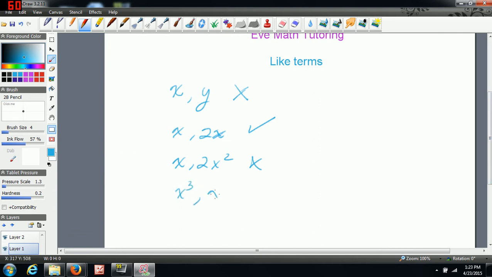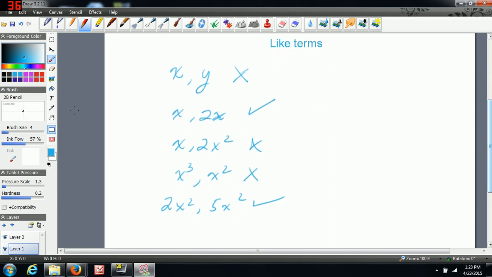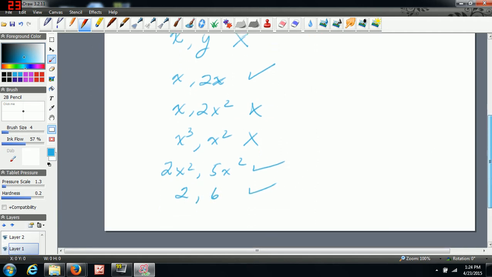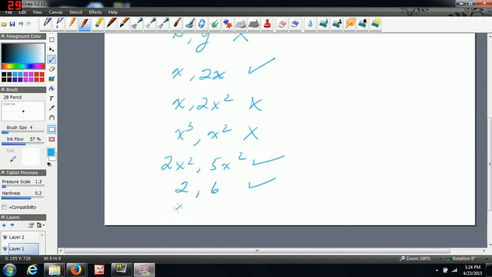X cubed and x squared are not like terms. However, if I had 2x squared and 5x squared, those are like terms because they both have the same power attached to the variable. Okay? Now if we had just numbers, say the numbers 2 and 6, those are like terms because they're both numbers. If we had the number 2 and a variable x, these are not considered like terms because this is a number and this is a variable.